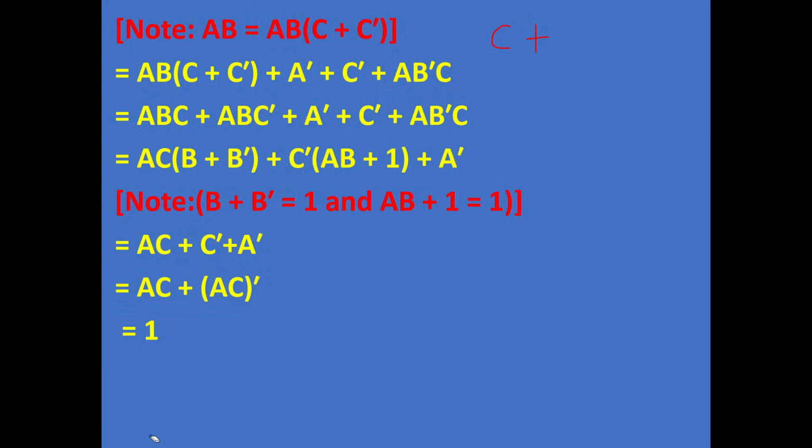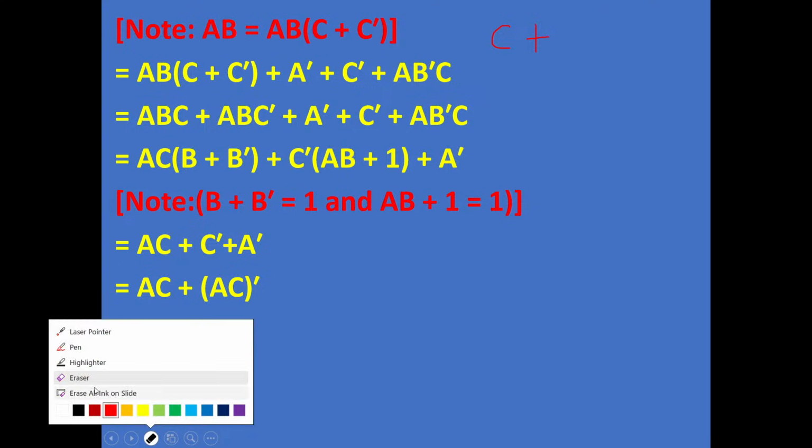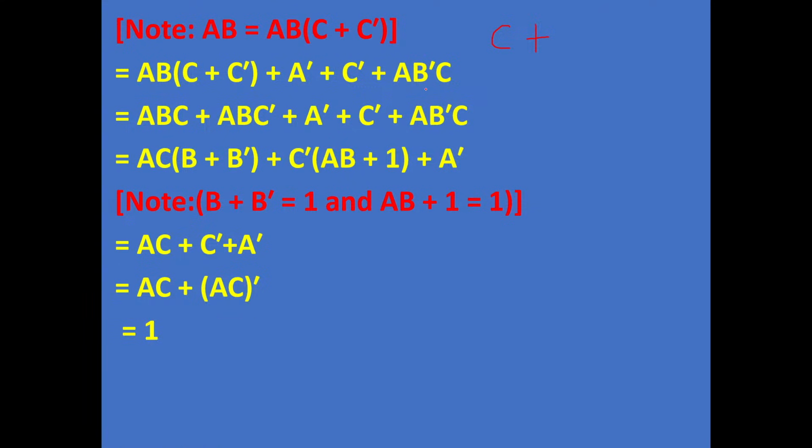Why? Because C plus C bar is equal to 1. Even if you multiply any number or any variable with 1, it doesn't matter. We won't bother about 1, isn't it? That's why, instead of writing AB, you can write AB into C plus C bar. So your equation will not be modified. Why? Because C plus C bar is nothing but 1.